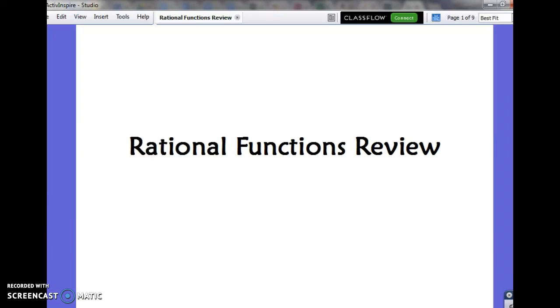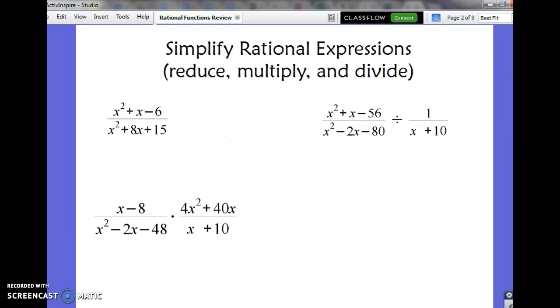So to help you all review the rational functions information that we talked about before break, I've created a little video that goes along with the flip chart page that I provided you in class. So these first three examples talk about simplifying rational expressions, reducing them, multiplying them, and dividing them.